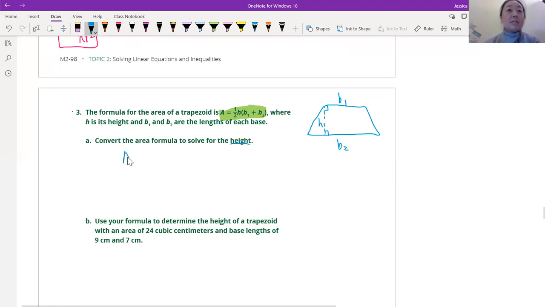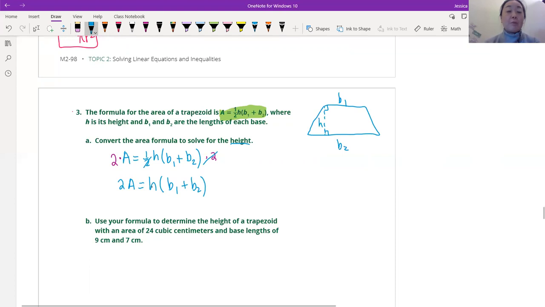So let's do it. A is equal to, and again, I recommend that you pause this and try it yourself, because you won't know if you can do it if you're always following along with me. Assuming you did that, I'm going to get rid of this 1/2 first. To get rid of a 1/2, you multiply by 2 on both sides, or 2 over 1, which is 2. So 2a is equal to, now these cancel out, and we just get h times (b1 plus b2).